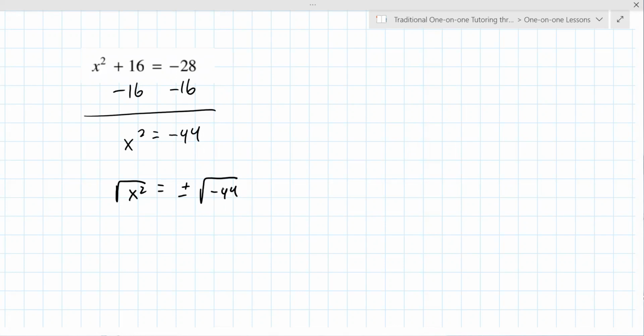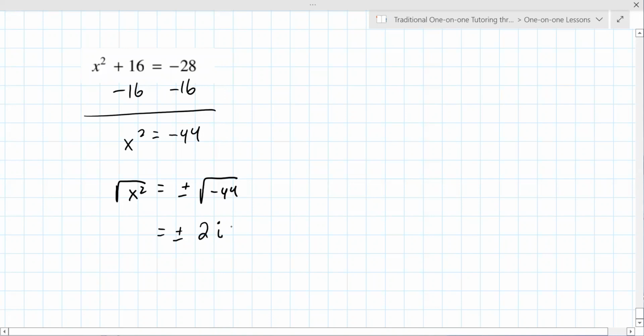So it'll be x equals plus or minus 2i radical 11. Yes, perfect.